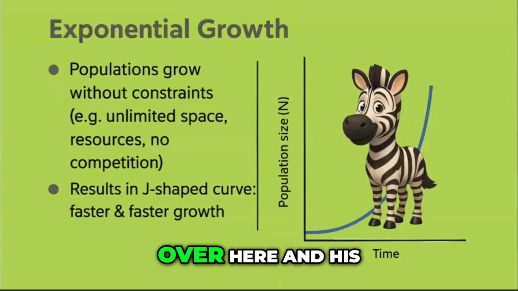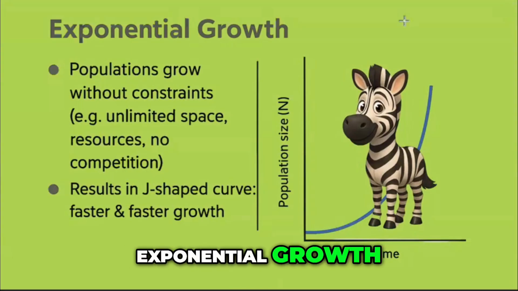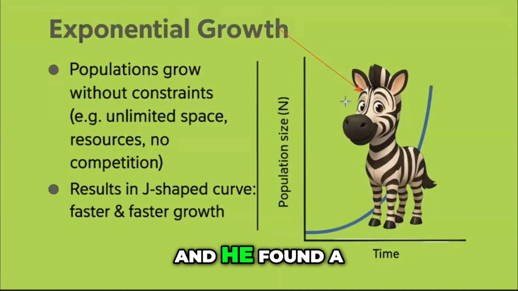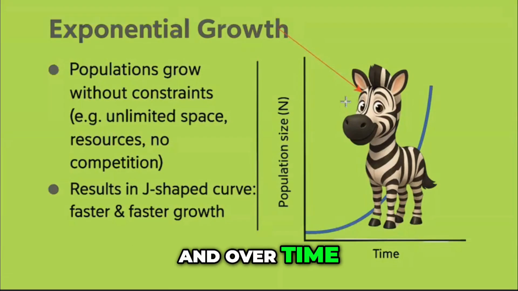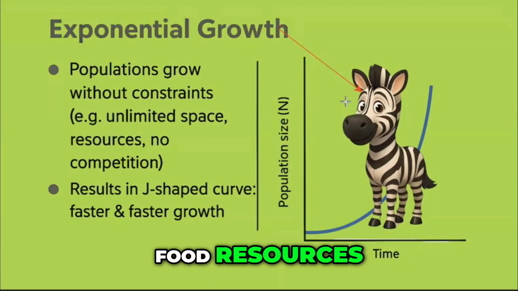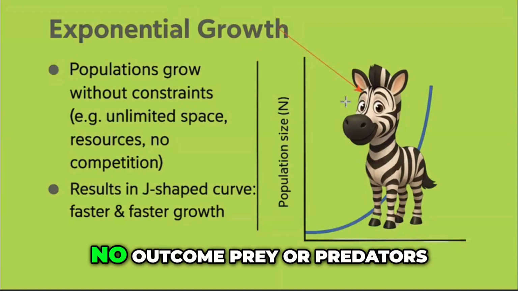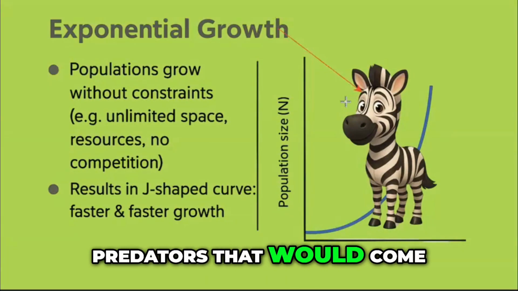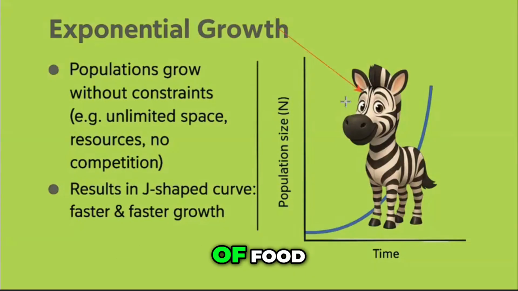Let's talk about Ed over here and his ability to prosper in exponential growth. Let's say Ed over here was running around and he found a trail of other zebras. And over time, he had all these food resources, the perfect weather, and no predators that would come after him, but an unlimited resource of food.